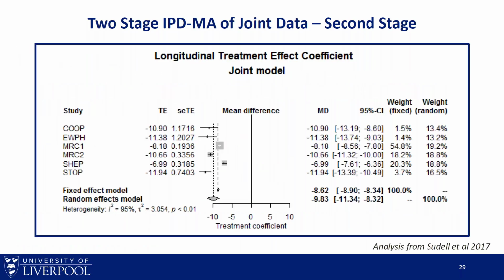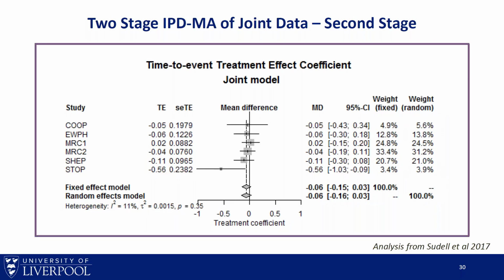So applied to our example dataset, here are some of the results. This is for the longitudinal treatment effect coefficient. So being assigned to a treatment for hypertension versus not being assigned to a treatment for hypertension unsurprisingly reduces blood pressure significantly in each study. However, the effect of treatment is highly variable across the different studies. We should note that over half of the individuals in this dataset belong to the MRC1 study, and the MRC1 study actually includes patients who are about 20 years younger than any of the other studies. So we know this is a heterogeneous population, so it's not surprising that the treatment effect estimates are quite different.